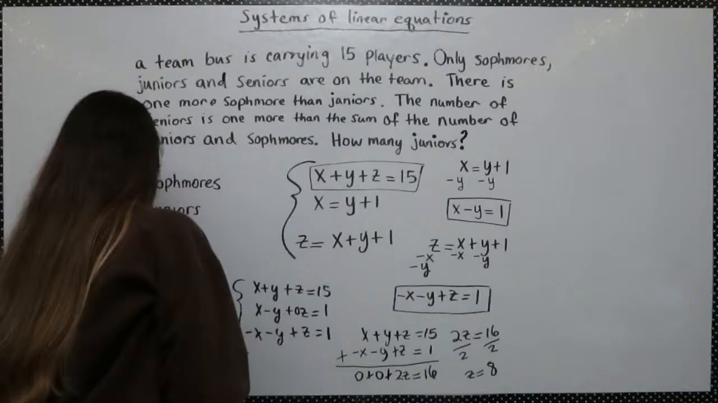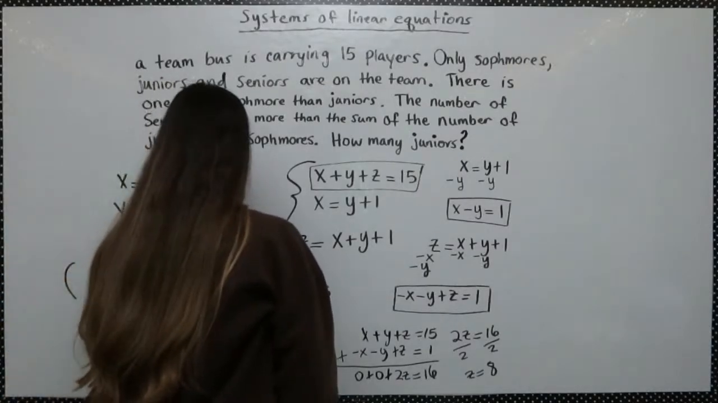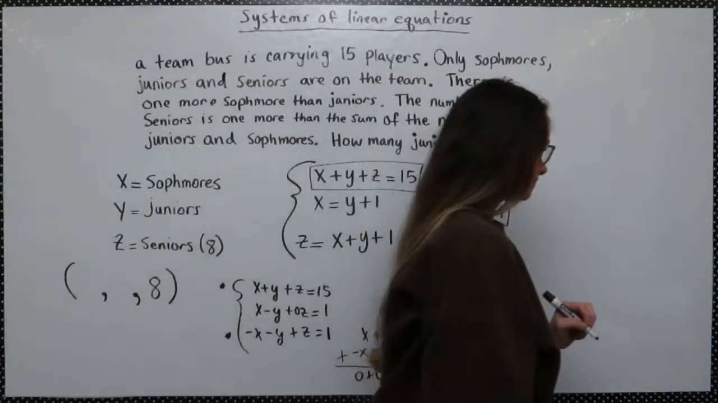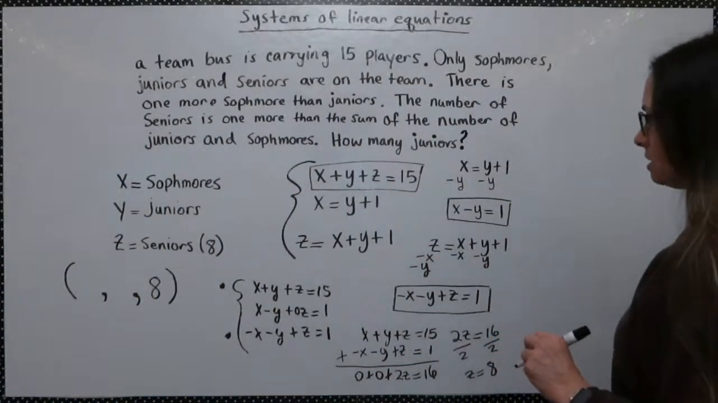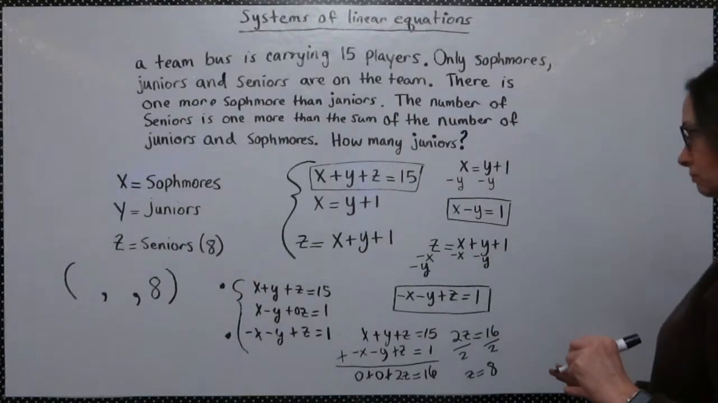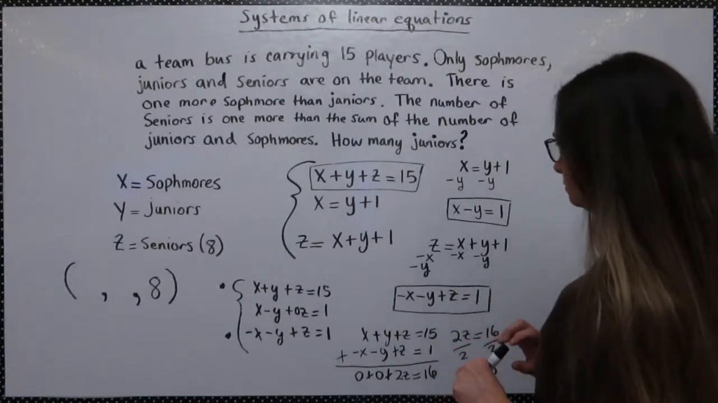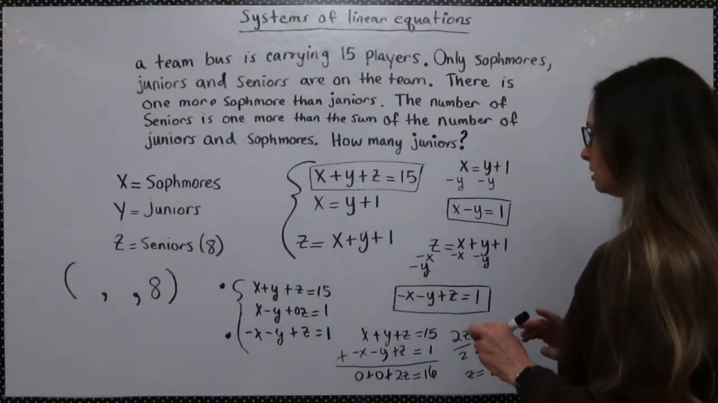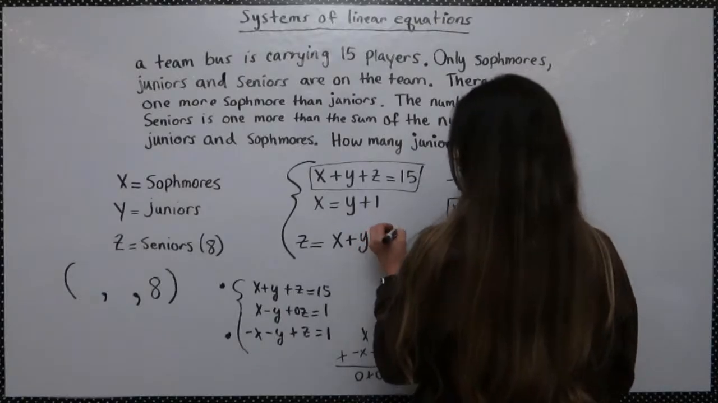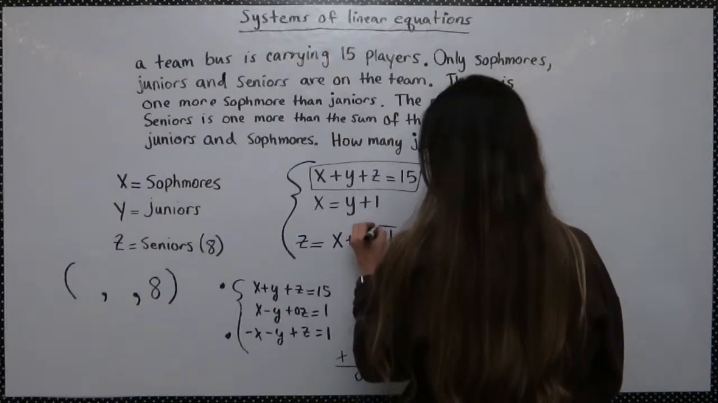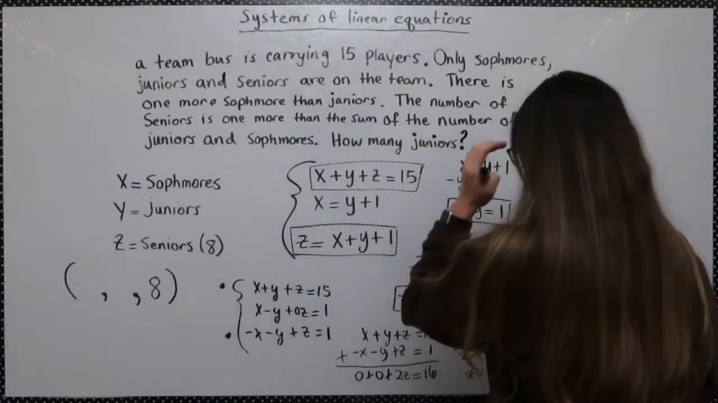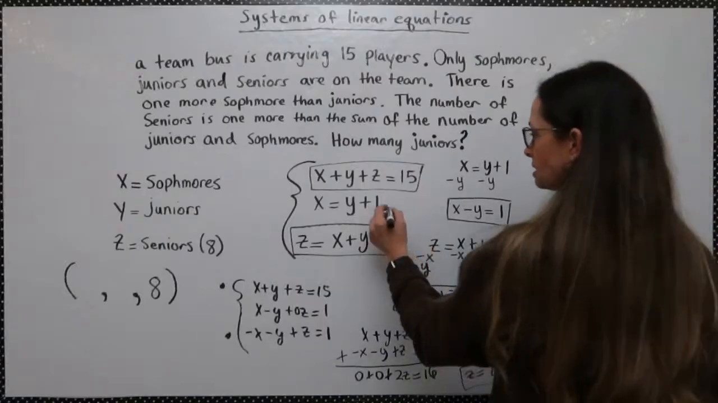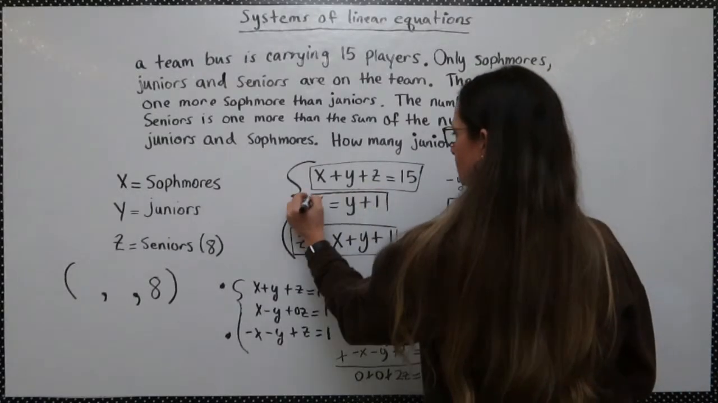But it's only asking for your juniors. So we'll say 8. And so it would be x comma y comma z. And then, since we have z, what I'm going to do is take this original equation right here, and I have z equals 8, and I have x equals y plus 1. This one.